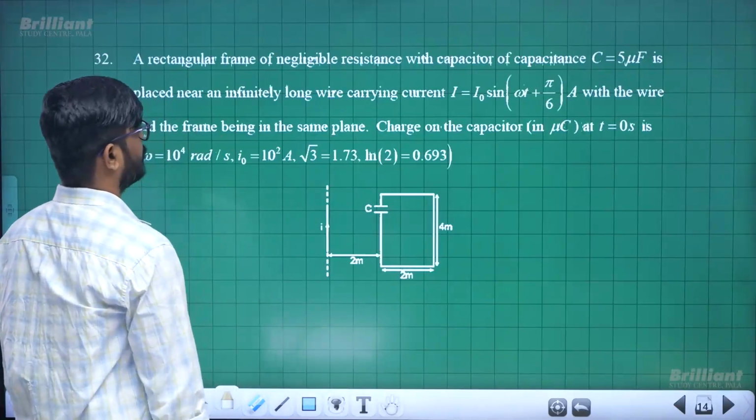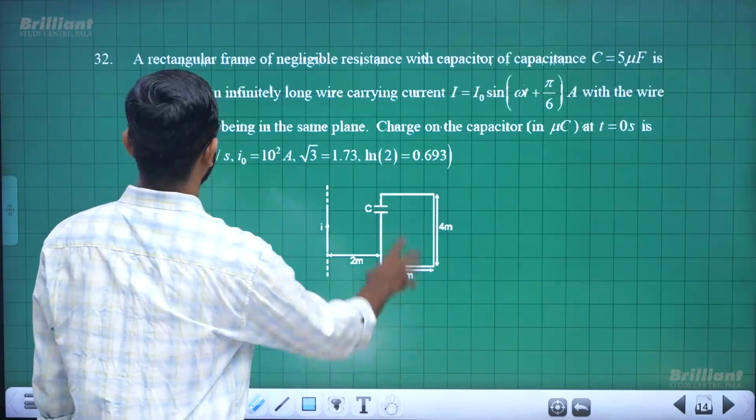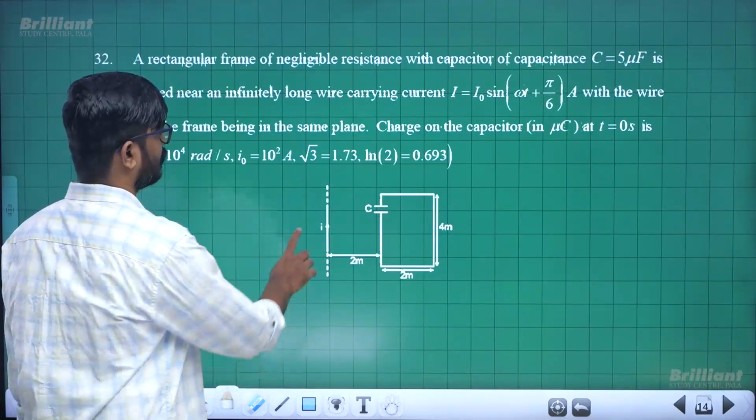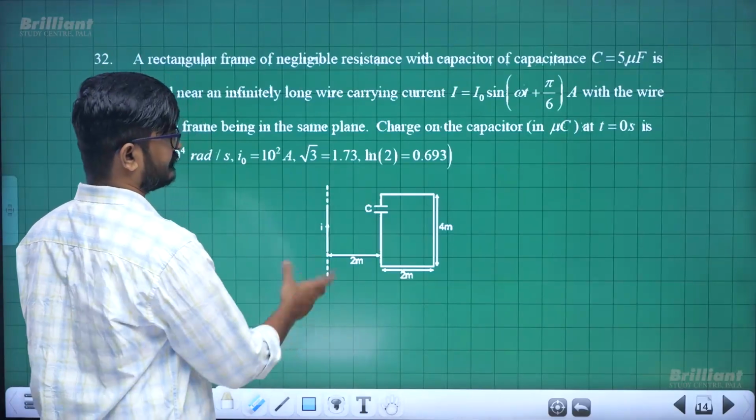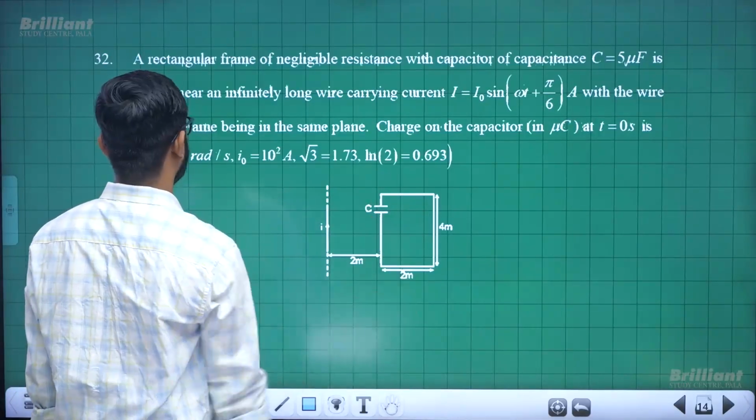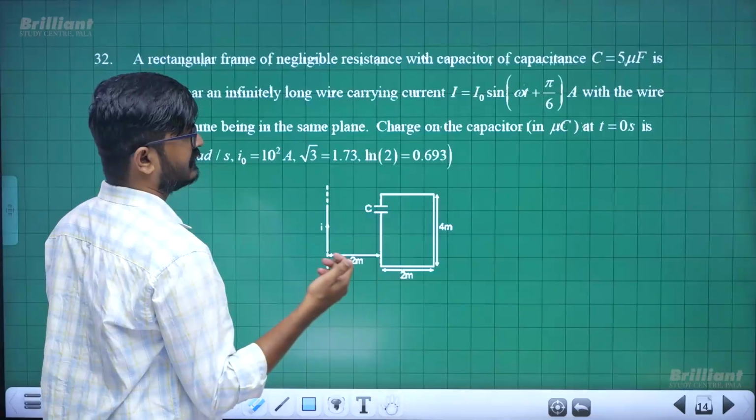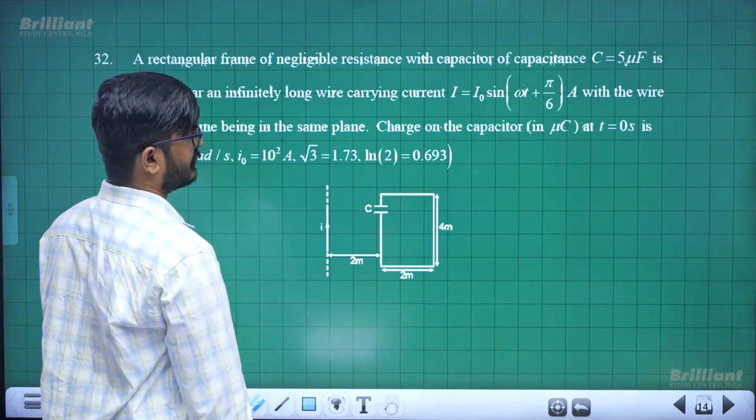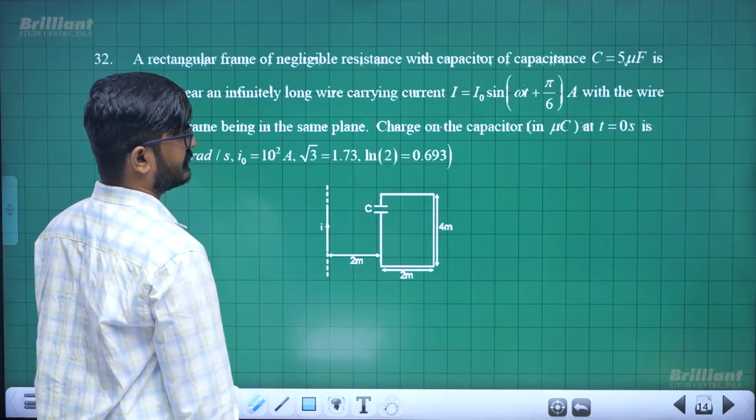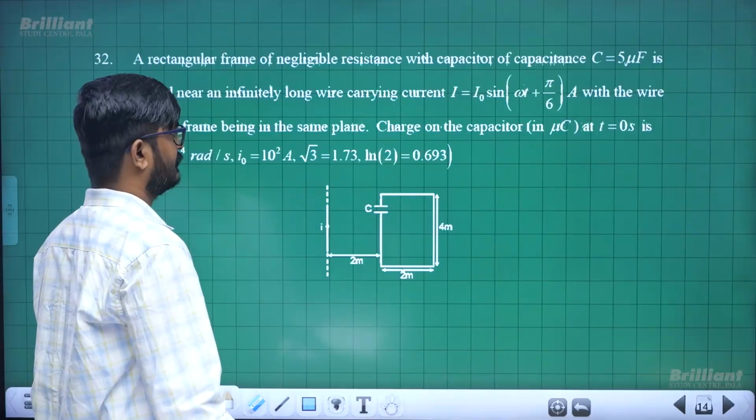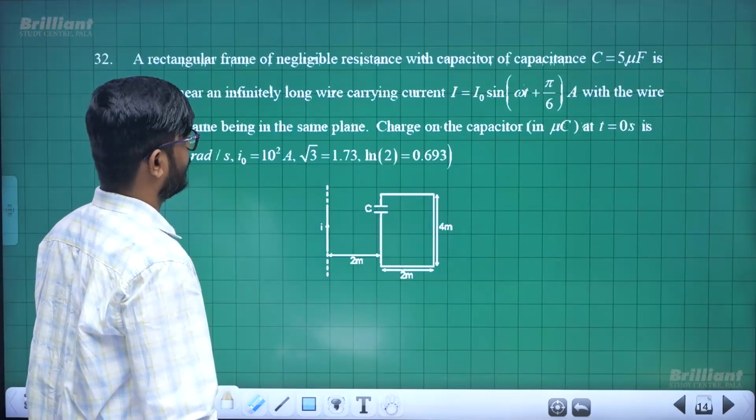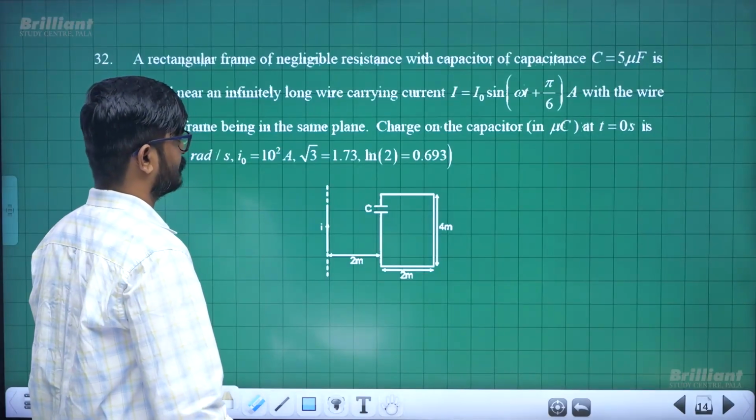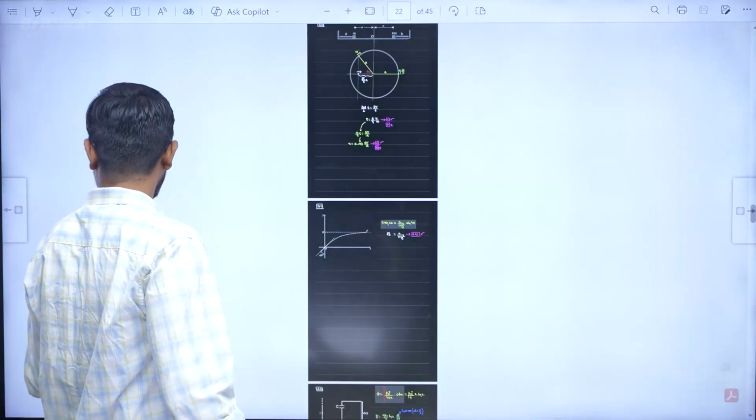A rectangular frame of negligible resistance with a capacitor of some capacitance is placed near an infinitely long wire carrying current. Current is varying with time, so the magnetic field here will be varying with time, flux will be varying with time, and there will be an induced electric field. The magnetic field varying with time will create an induced electric field, which will create an EMF, which will be driving the charges. So they are asking what is the charge on the capacitor.